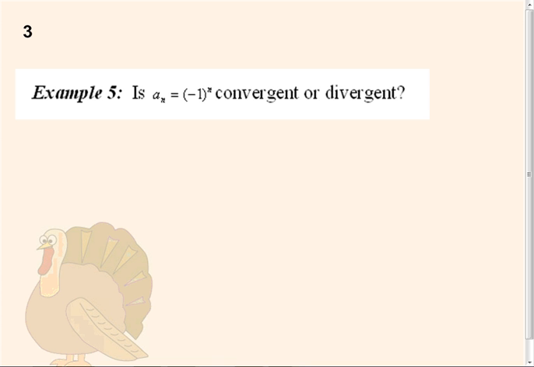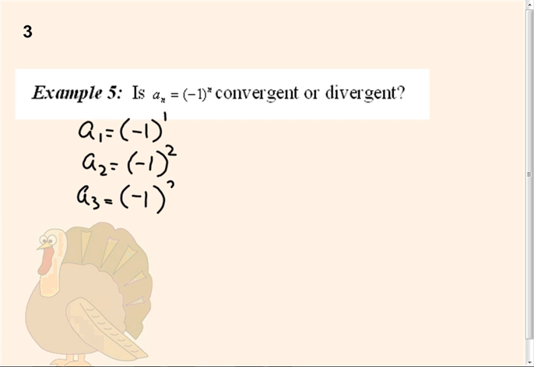Here's what I do when I find sequences being convergent or divergent. If I don't know, I just write it out. So the first term, a sub 1, is equal to negative 1 to the 1. Second term is negative 1 to the second. Third term is negative 1 to the third. Fourth term, I'll write it until I know what's happening. That's all you do. So what's the sequence? It's negative 1, 1, negative 1, 1.